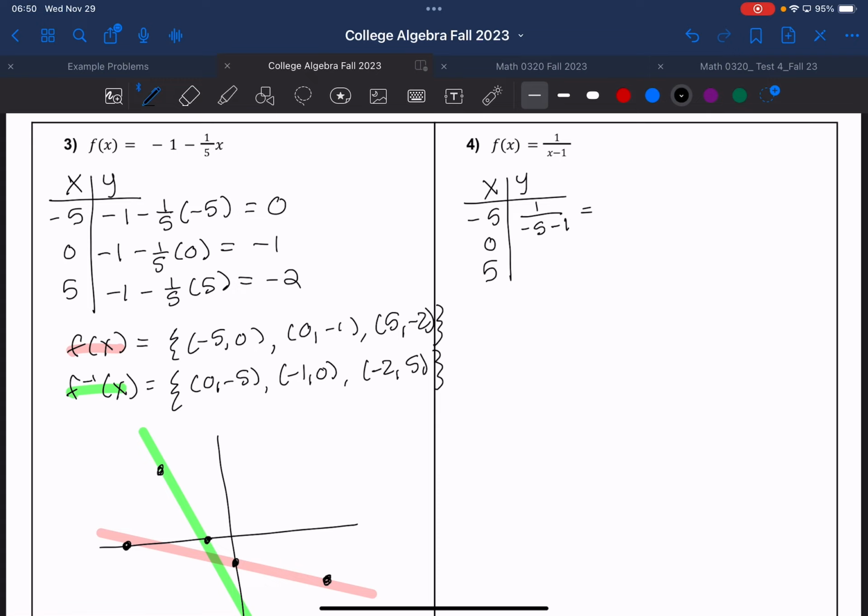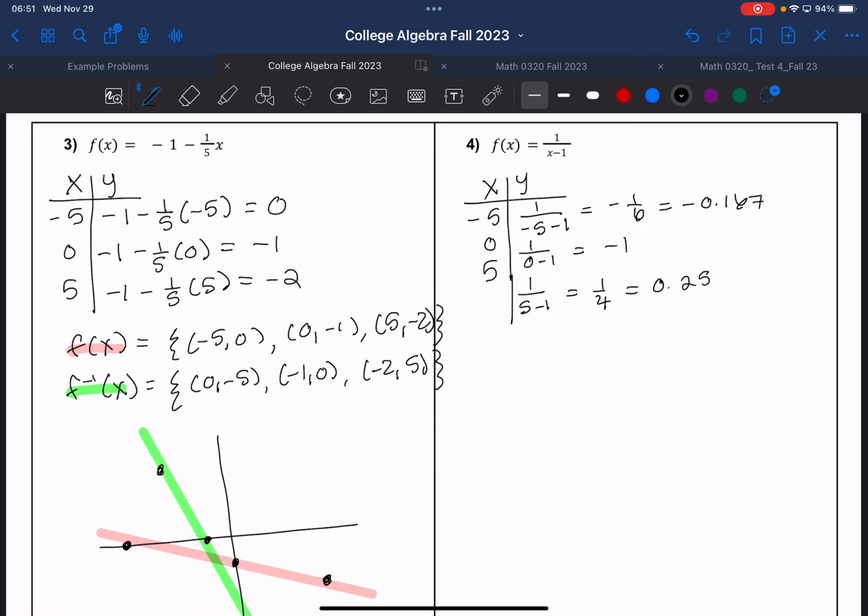So for this one, I got -0.167. Then plugging in 0, I have 1 over 0 minus 1, which is -1. And then for 5, 1 over 5 minus 1, which is 1/4. Same as 0.25.